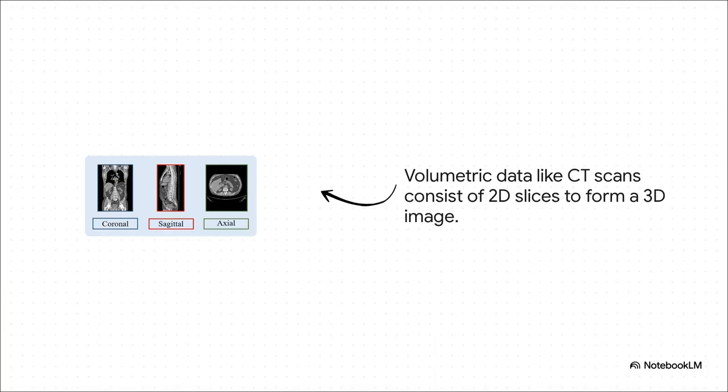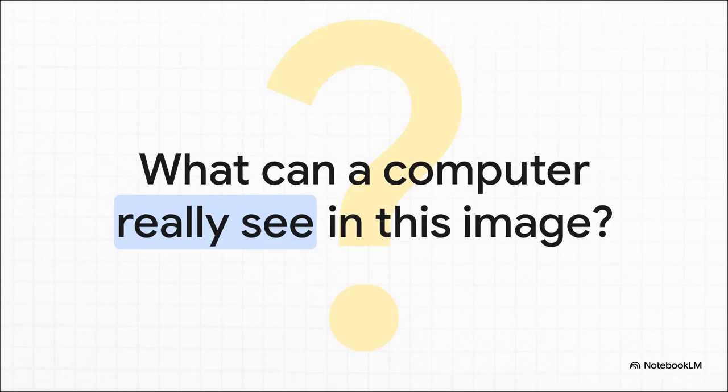So you hear all the time about AI being used in medicine, especially for analyzing these incredibly complex volumetric data sets, like CT scans. A computer can look at hundreds of these individual slices, which all together make up a full 3D image of a patient's body. Okay, but what does that really mean in practice? When we say an AI analyzes this scan, what is it actually doing? What kind of information can it possibly pull out of all this?